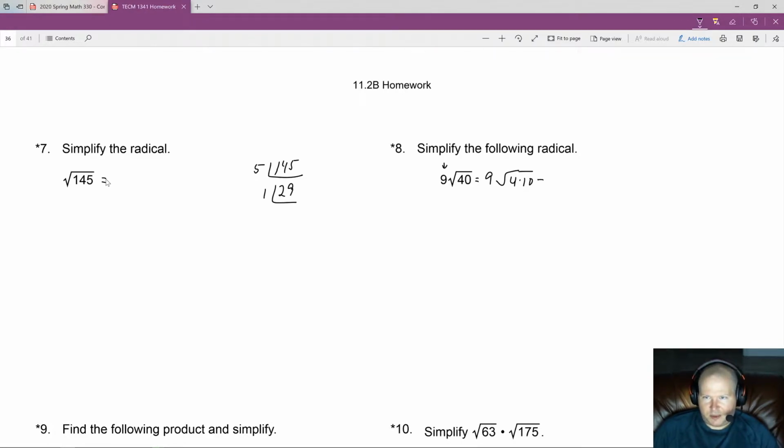So I end up with 4 times 10 is 40. Now I'm going to break that apart, again just leaving the 9 on the outside: the square root of 4 times the square root of 10. The square root of 4 is 2, because 2 times 2 is 4, times the square root of 10. Now, because both the 9 and the 2 are on the outside, I need to multiply those together, and I get 18 square roots of 10.